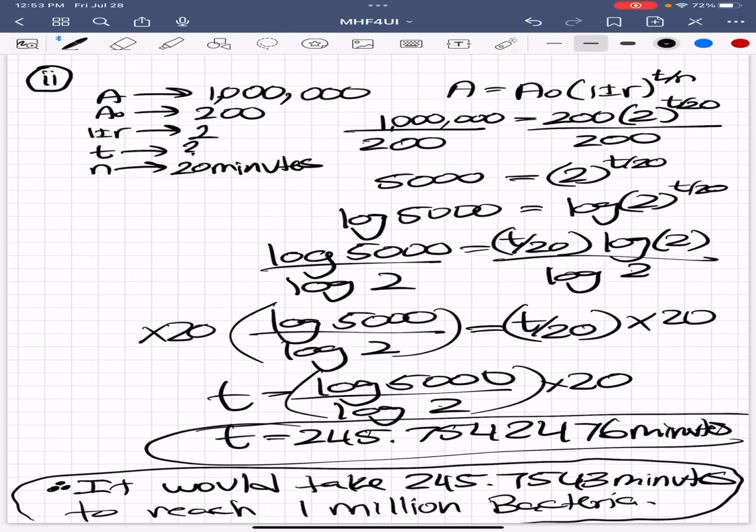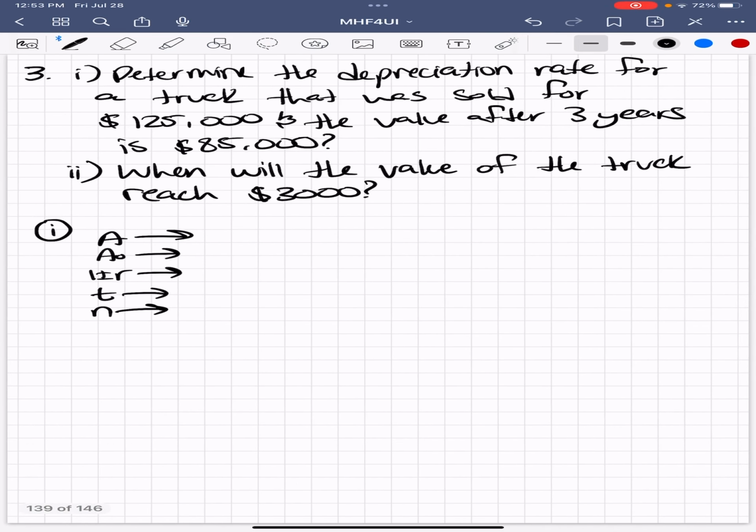So, that was question 2. Question 1 and 2 were easy, but after that it gets a bit more challenging, so keep that in mind. Determine the depreciation rate for a truck that was sold for $125,000 and the value after 3 years is $85,000. So 3 years have passed and it depreciates yearly.